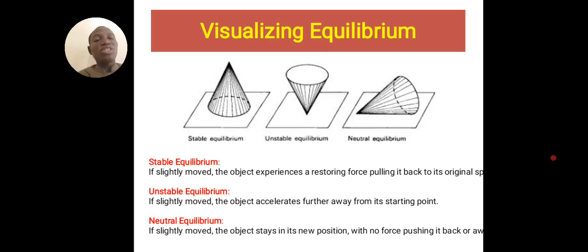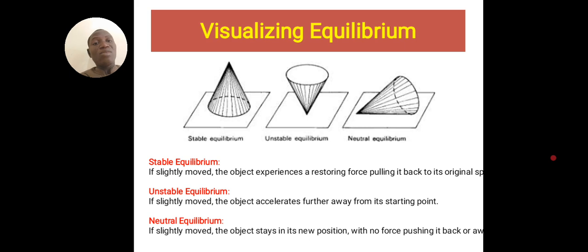If you try to push it with your finger or with any object, or you just apply force, what happens? It will move slightly and stay in a new position with no force pushing it back. There is no force pushing it back like in stable equilibrium. It will move and stay in a new position.